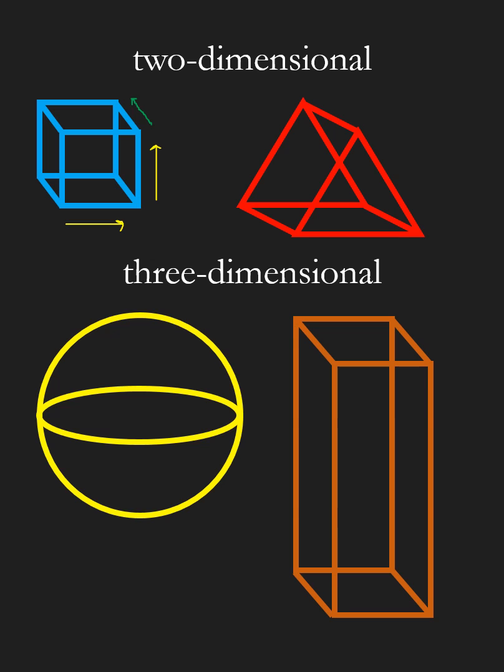You can pick up a three-dimensional shape. You can hold it. A two-dimensional shape is maybe like a square when it's drawn on paper or something like that. It'll become clear later. Let's move on.